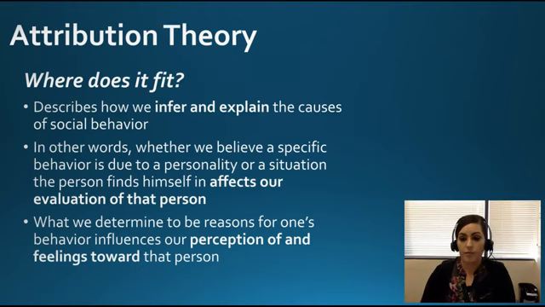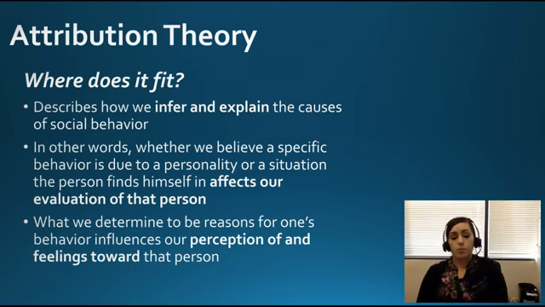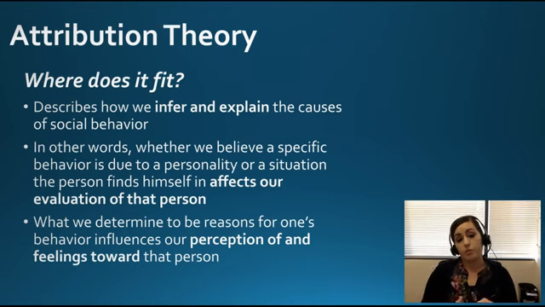Some things I want to highlight from the reading is attribution theory. Attribution theory is situated within Chapter 8. It tells us and really describes how we infer and explain the causes of social behavior. Really, it's how we determine what we believe a specific behavior is due to, a personality or a situation, and we evaluate how the person finds himself affects our evaluation of that person. So what I'm saying is that behaviors we observe in any situation, we infer it and explain it either based off of the personality or the situation the person finds himself in. That really affects your evaluation of that person.